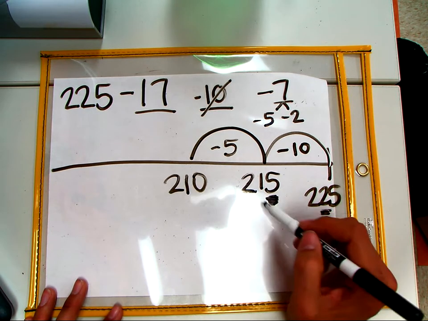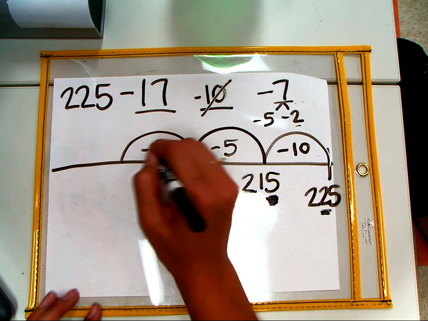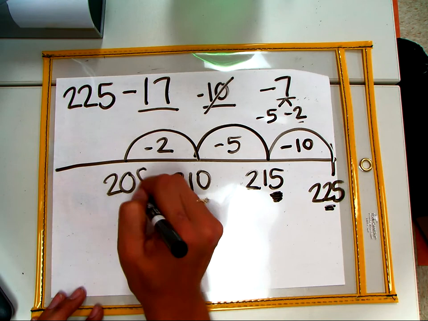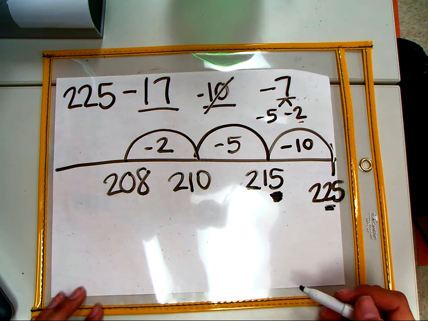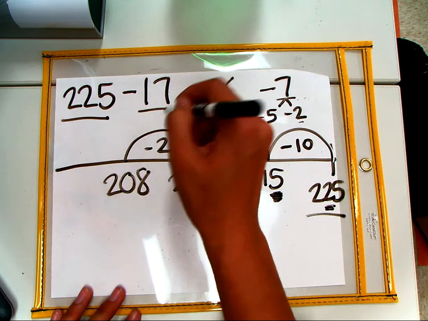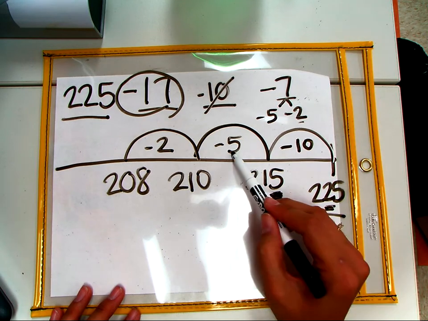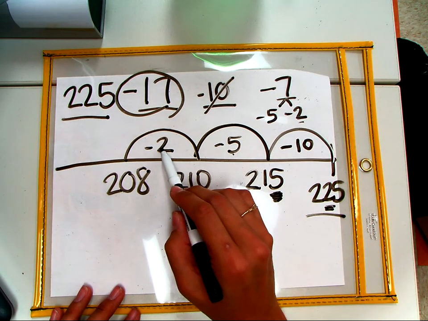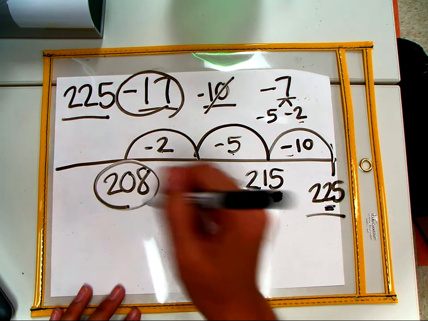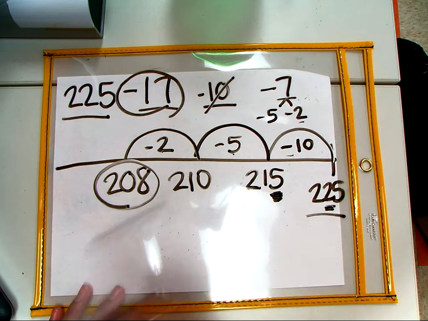That's nice and easy. Now I need to make sure I take away the 2. If I take away 2, that gets me to 208 as my final answer. When I go back and I check my work, I started at 225. I need to make sure I subtracted 17. 10 and 5 is 15, 16, 17. I took away 17, and I got my final answer, or my difference, as 208. So my work was correct.